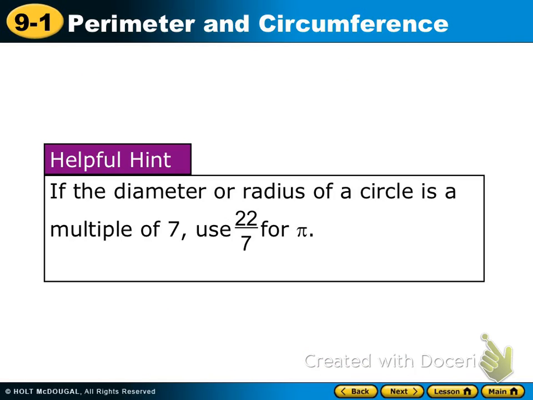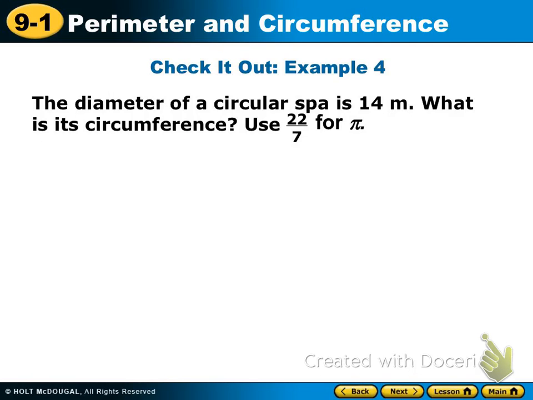If you have a diameter or radius that is a multiple of 7, like 7, 14, 21, 28, you can use 22 over 7 for pi, and then it'll be an easy calculation. So let's take a look at this example. The diameter of a circular spa, keyword is circular, and they give us the diameter so we know what formula, is 14 meters. That's important information. What is its circumference? And we're using 22 over 7 for pi because this 14 is a multiple of 7.